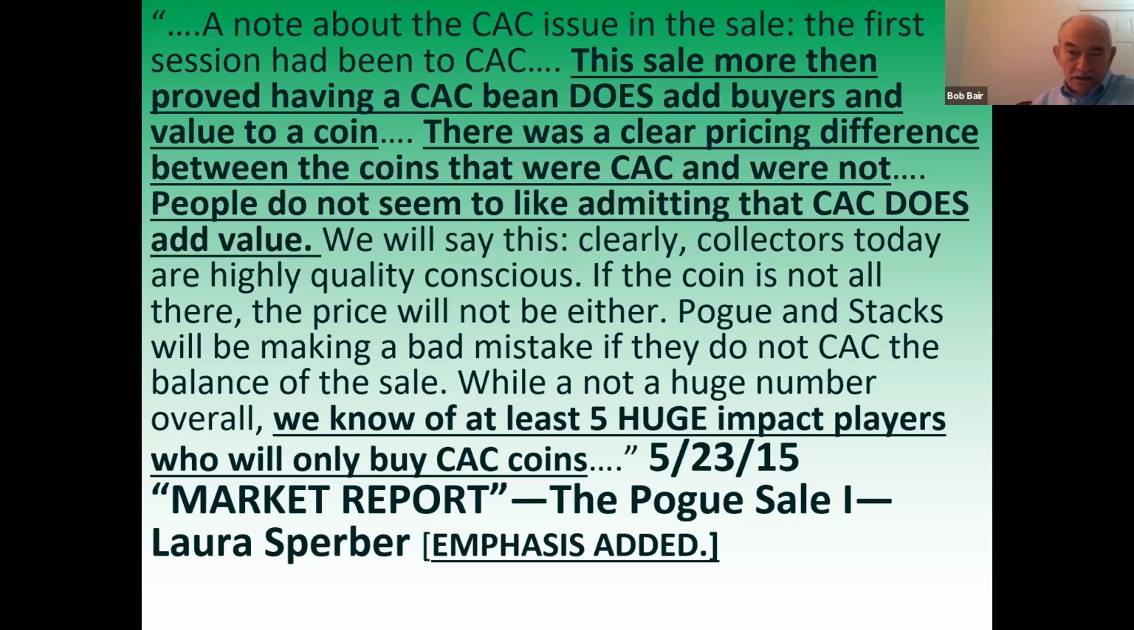We will say this, clearly collectors today are highly quality conscious. If a coin's not all there, the price will not be either. Pogue and Stacks will be making a bad mistake if they do not CAC the balance of the sale. While not a huge number overall, we know of at least 5 huge impact players who will only buy CAC coins. All right, Laura Sperber, her market report of that date, and I added the emphasis again with the bold type.